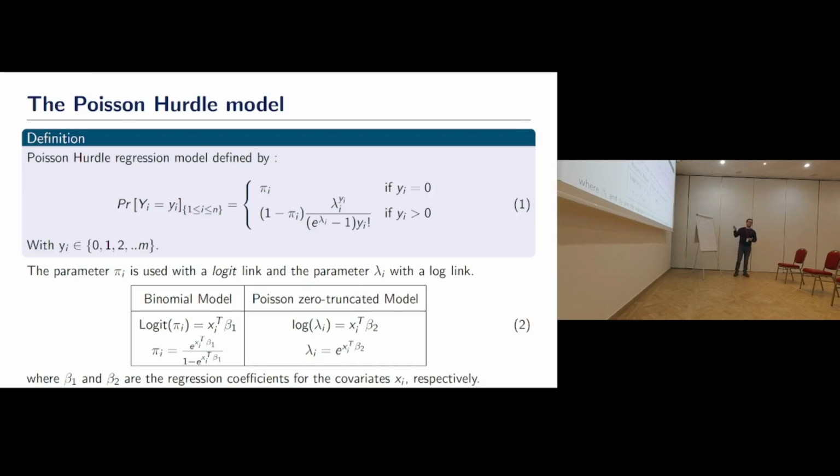Here we have the distribution of the Poisson Hurdle model. It's a very simple model. It works with two different models. Here we have the red light. I don't know if we have that? Okay, the red one. Great, thank you very much.